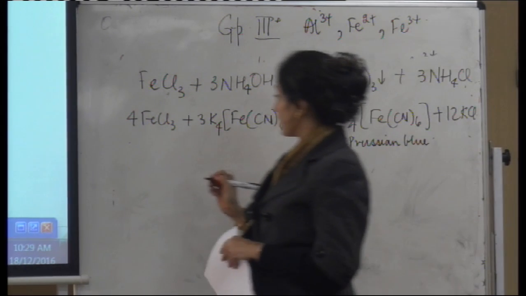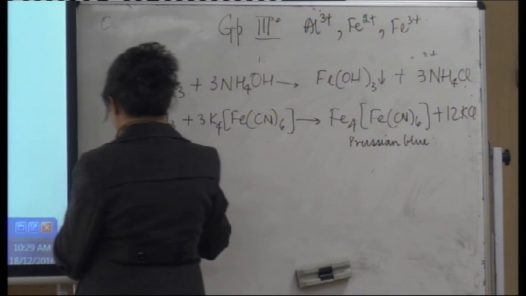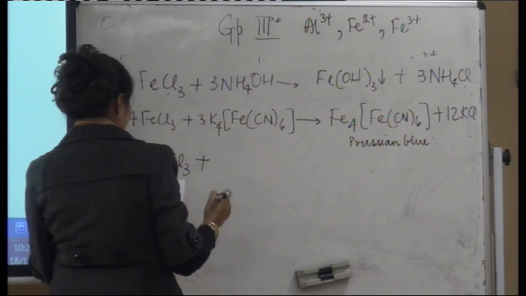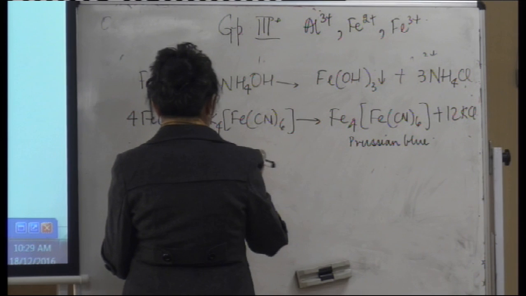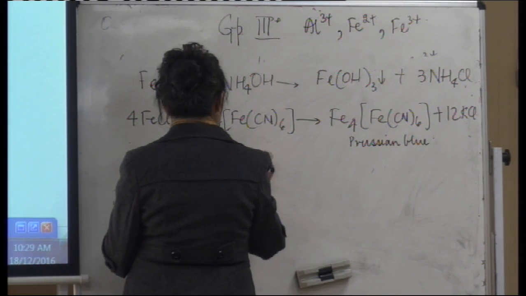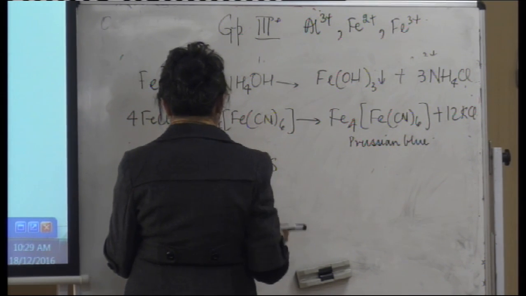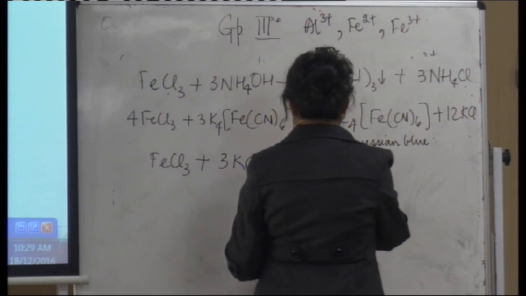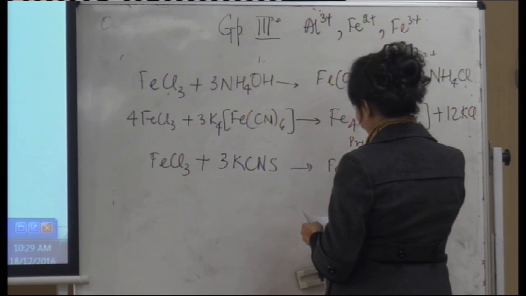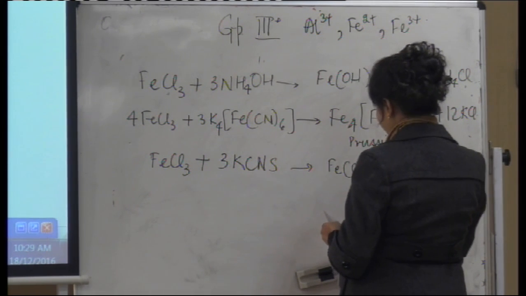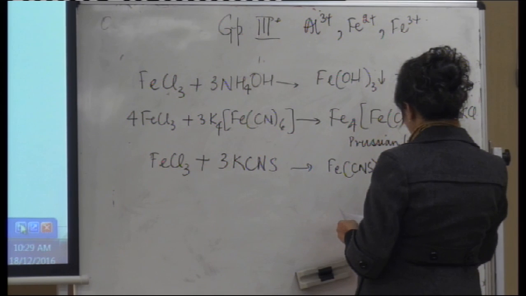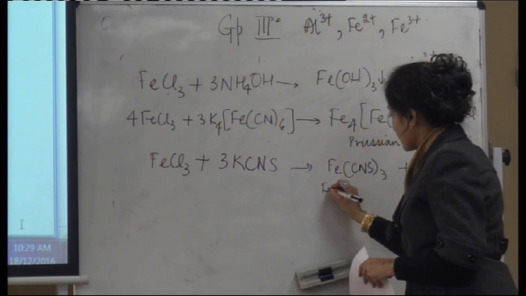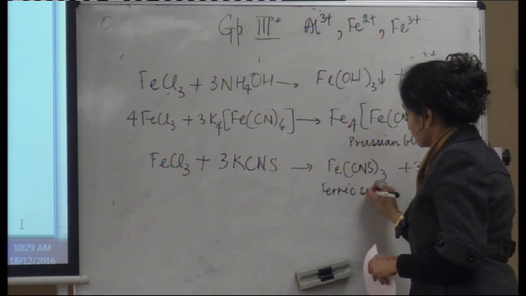Okay, and then you have your FeCl3, which can also be reacted with potassium sulfocyanide, say KCNS. In that case, KCNS gives you Fe(CNS)3 plus 3 KCl. This is ferric sulfocyanide, which is brick red in color.